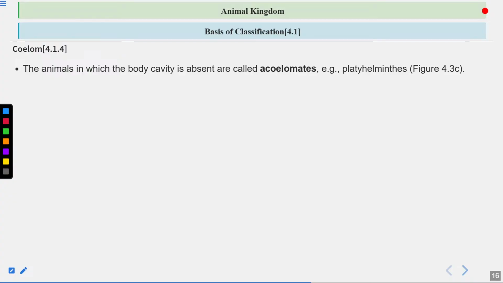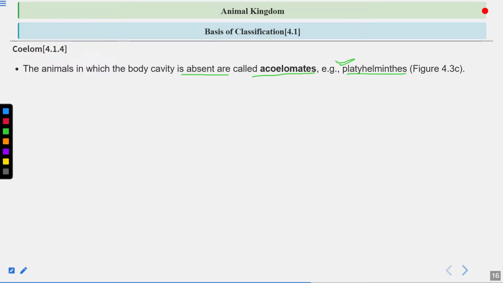Now the animals in which the body cavity is totally absent, no body cavity, are acoelomates. That is the platyhelminthes. The platyhelminthes do not have a digestive system. They absorb the digested food material from their body surface. So that is why they do not have any digestive system, and that is why they do not have any body cavity as well. Right? Acoelomate, platyhelminthes.